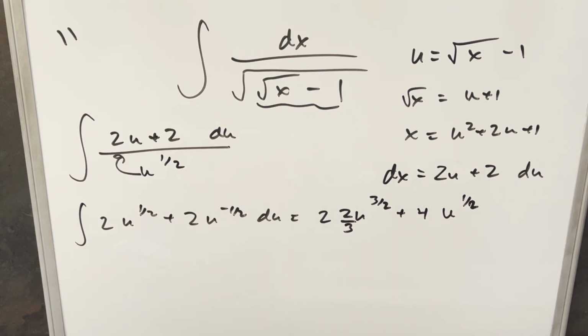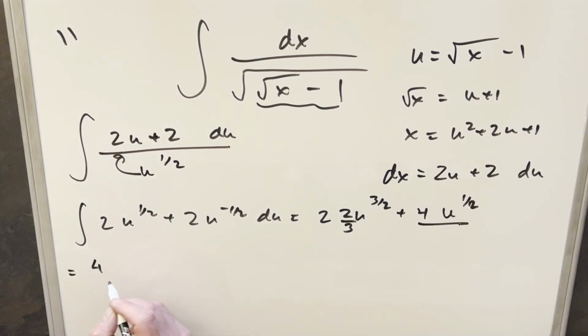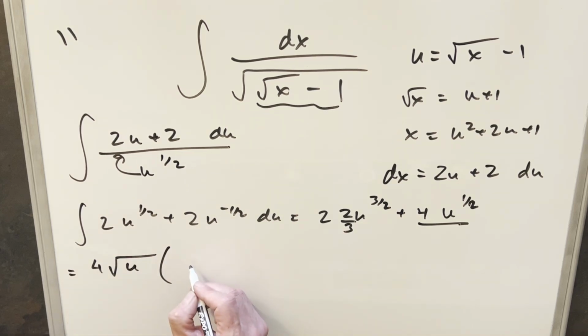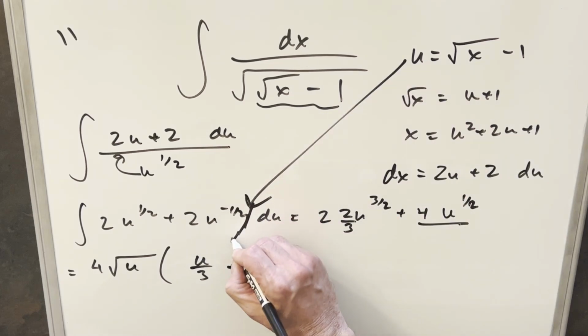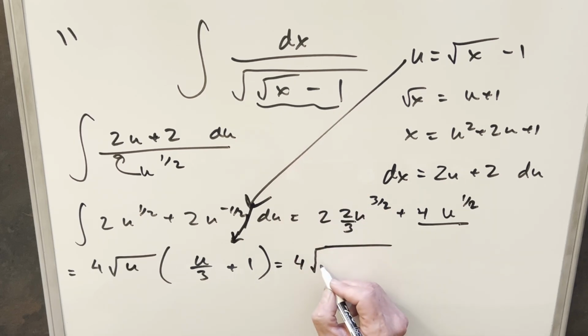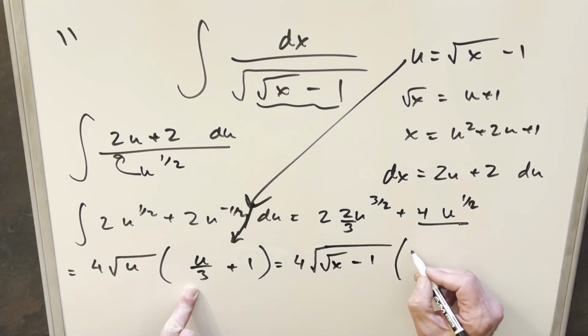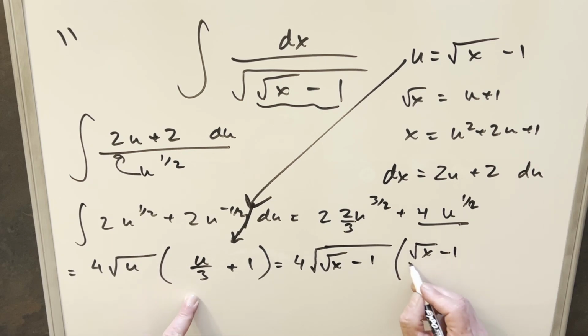Then I think before I back substitute, you know what I can do? Let's factor out this term. So if I factor out 4u to the 1/2, I write it like this. Then this just becomes u over 3, and this is just plus 1 here. So then when we back substitute here with our u, all the way back, this becomes like our original expression. This becomes 4 square root of x minus 1. Then here, oh, I see, I do need another simplification, I think.